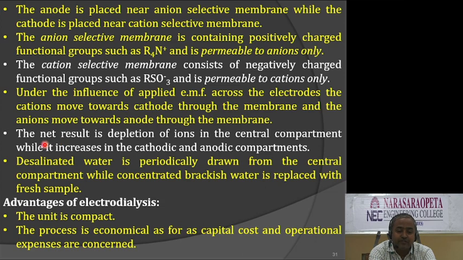As a result, the net result is depletion of ions in the central compartment while it increases in the cathodic and anodic compartments. Desalinated water is periodically withdrawn from the central compartment, while concentrated brackish water is replaced with a fresh sample.